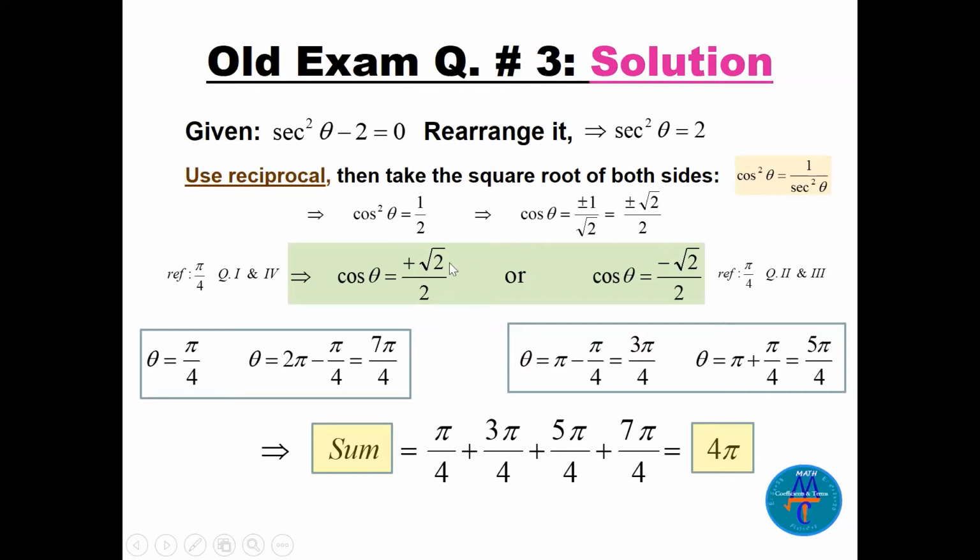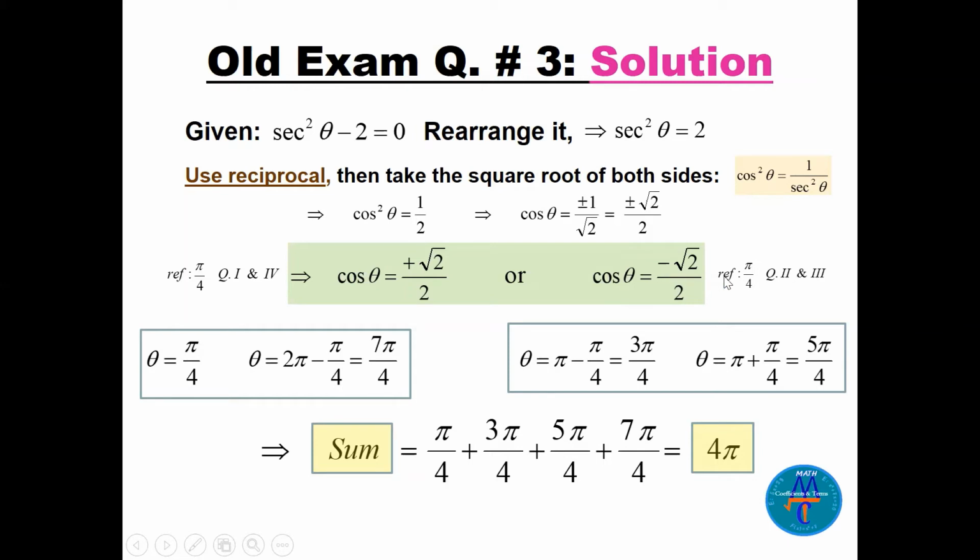So now we have cosine of theta equals plus square root of 2 over 2 on one side, or cosine of theta equals minus square root of 2 over 2. Now here, let's see the plus. In which quadrants do we have the cosine plus? Look at the sign first, S-I-G-N, the plus. It will be in quadrant 1 and 4. And here the cosine is minus, so it will be in quadrant 2 and 3.